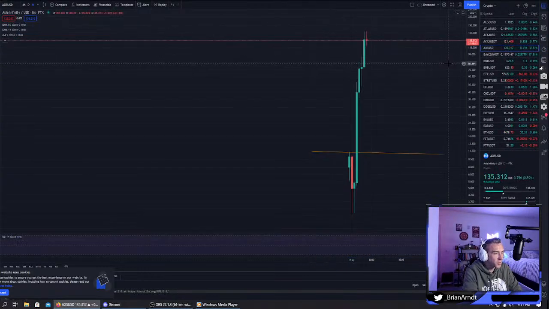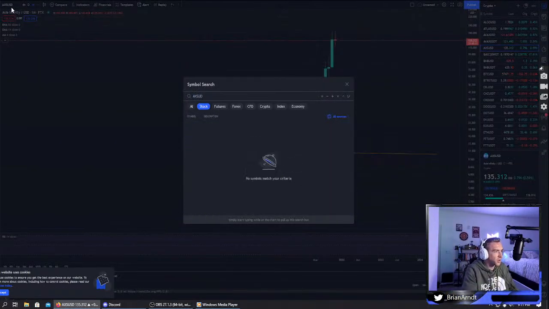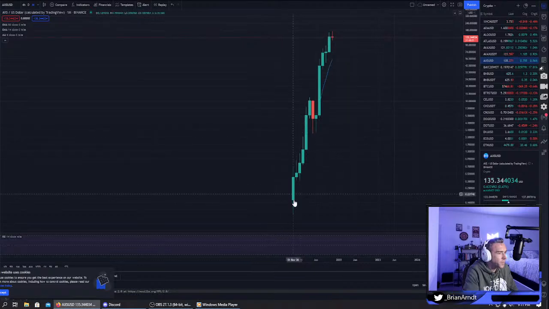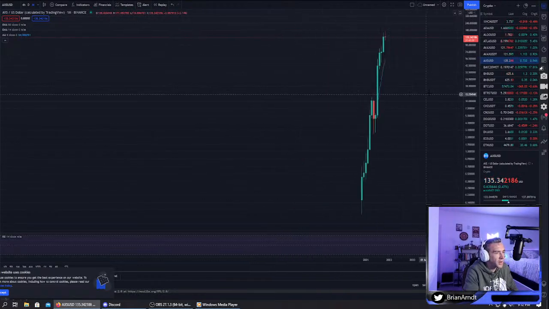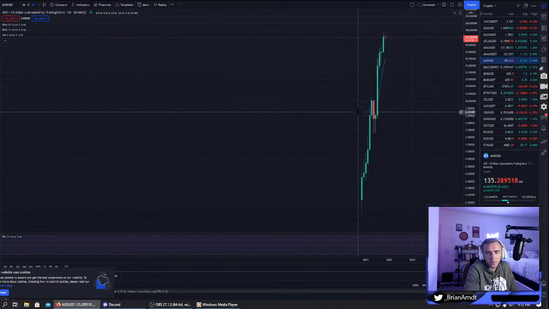Axie Infinity is one of them. So again, not a lot of historical data on this one, but what the hell is going on here? Again, this to me is not the most sustainable chart. I don't know how else to put it. It's just not sustainable to me. And I feel like Axie puts itself at risk to drop.